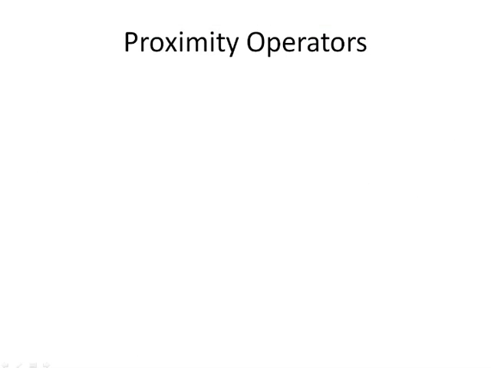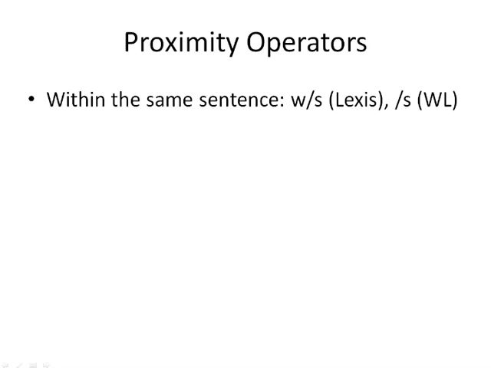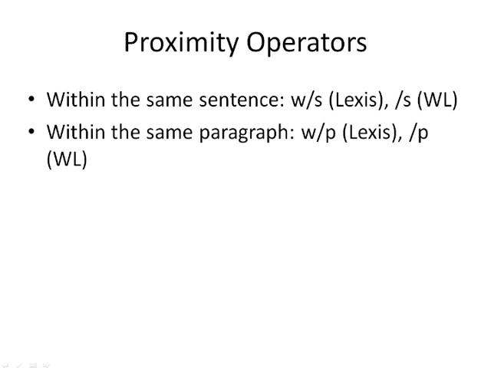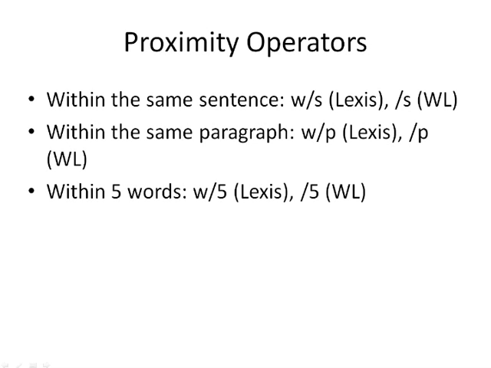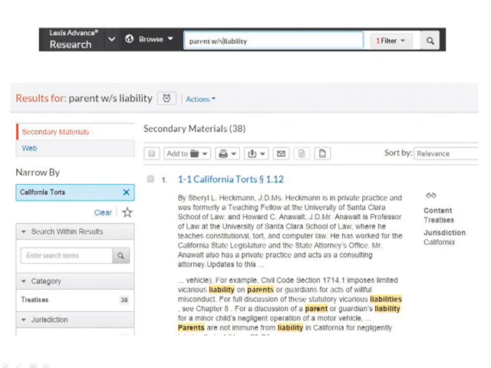Proximity operators will return results with your concepts in closer relation. You can use a proximity operator to search for your terms within the same sentence, within the same paragraph, or within a certain number of words of each other. Let's modify our search. Instead of using the word parental, we'll go back to the root, parent, and use a proximity operator to search for parent within the same sentence as liability. It cuts our results down to 38. That's a lot more manageable.